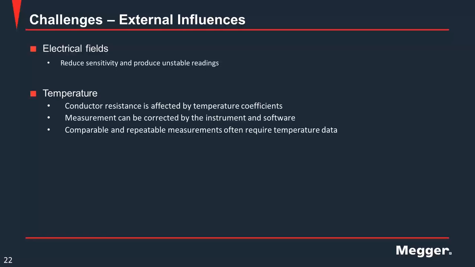The next factor is temperature. We know that conductor resistance is affected by temperature. So it is temperature dependent, and also will be different based on the test material specification. This is why it is important that temperature is documented, because after you document the temperature data, you can correct the measurement by the instrument setup and software.